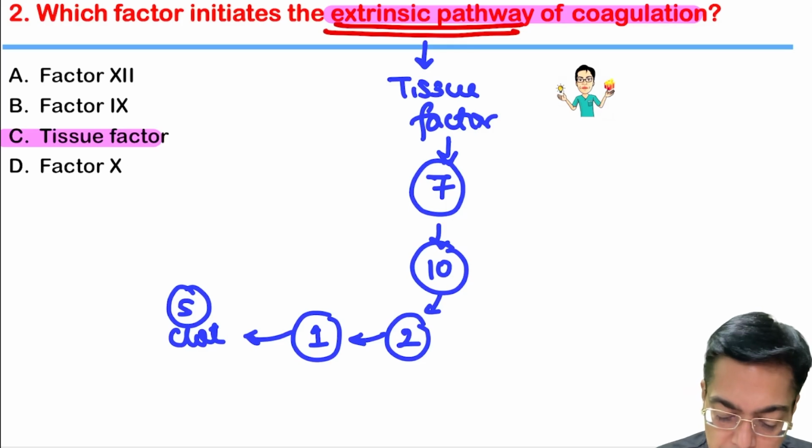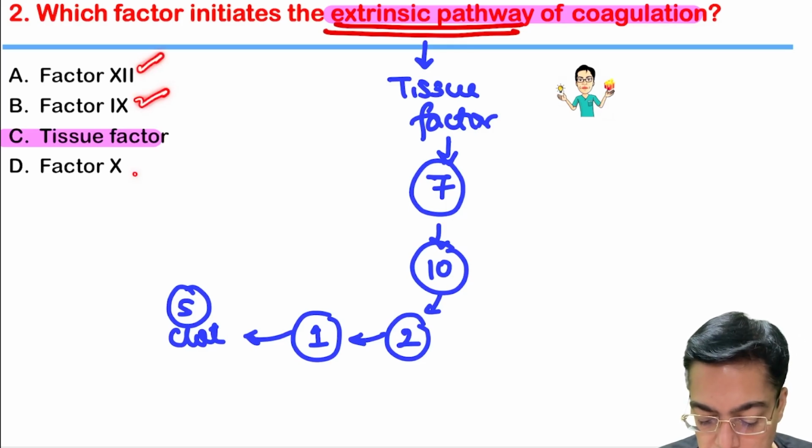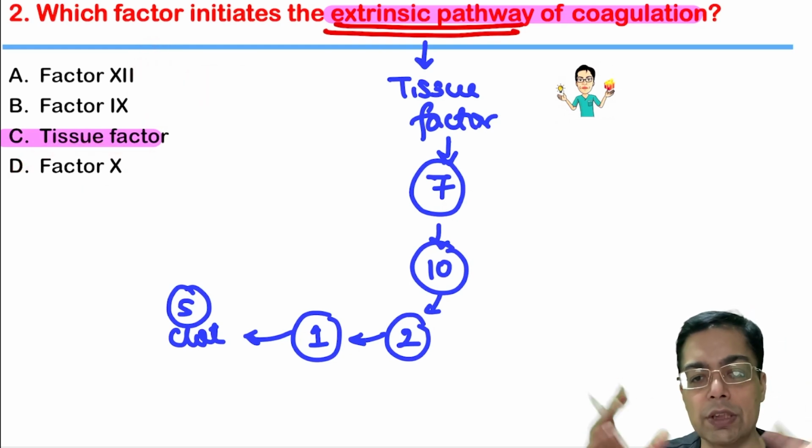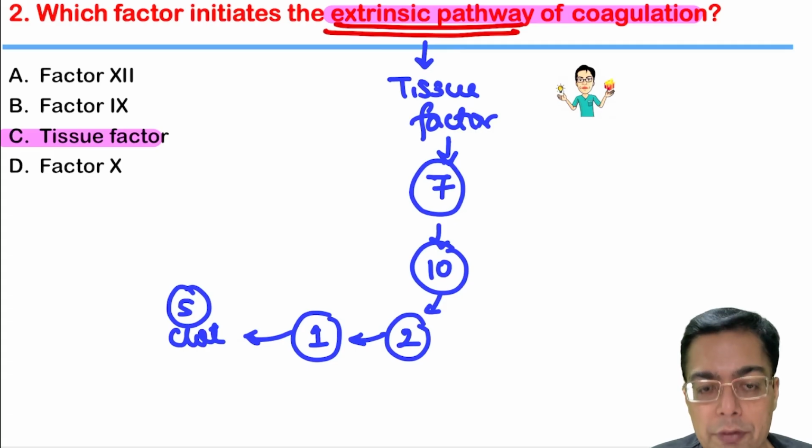All the other factors which have been mentioned over here, factor 12, factor 9, and so on, are going to be involved in the intrinsic pathway. Factor 10 is going to be involved in which pathway? Both intrinsic and extrinsic. So it is a factor for the common pathway.